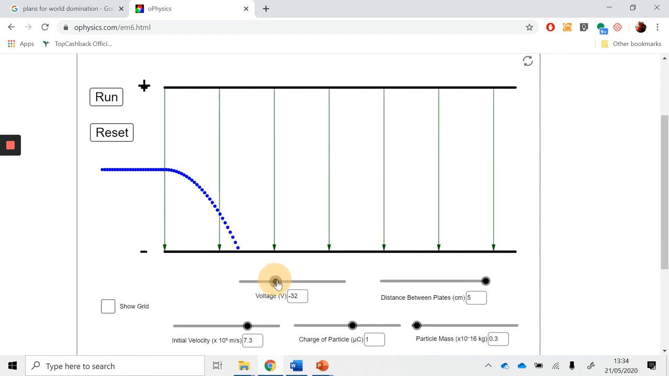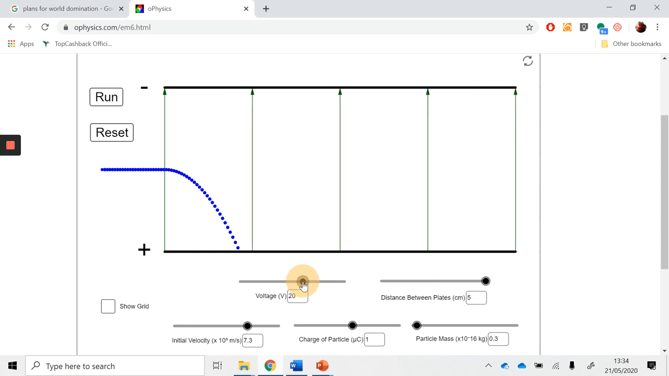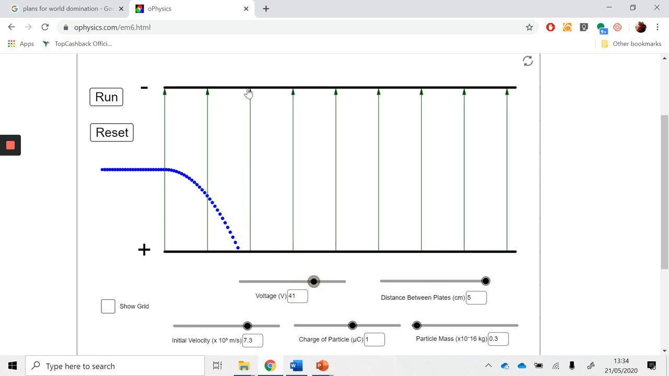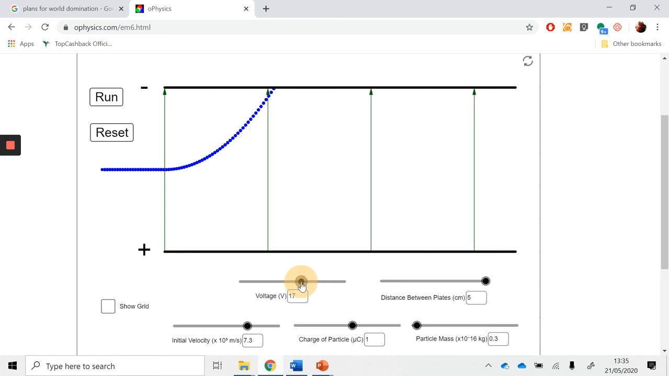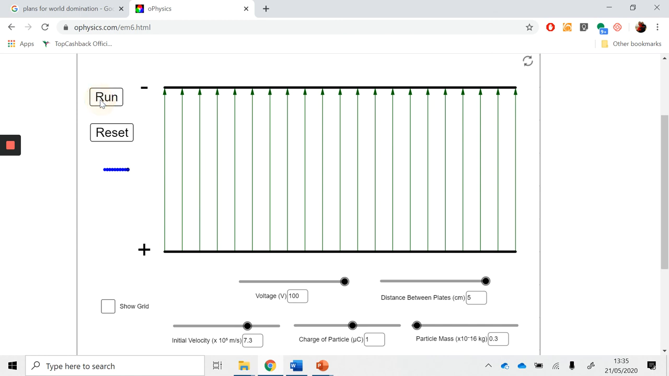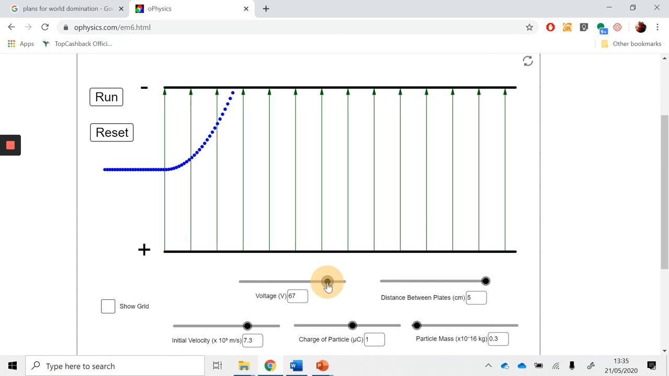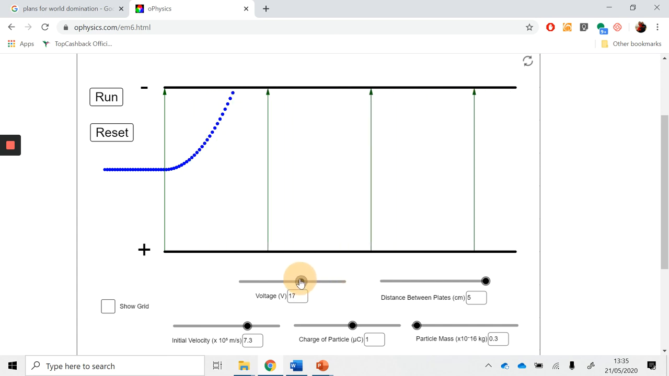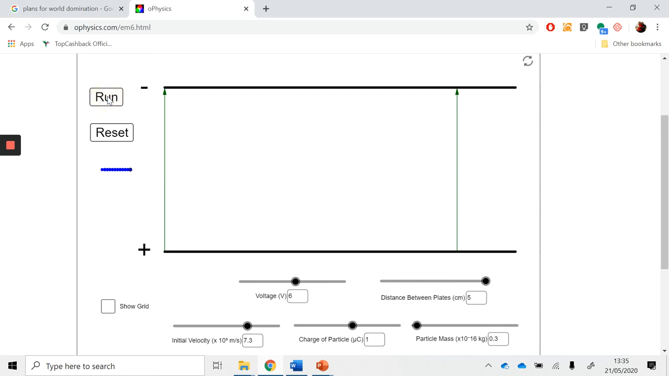Also, unlike gravity, I can change the direction. So now the electric field you see is pointing up the screen. So we've now got the negative on top and the positive on the bottom. And it'll accelerate in that direction. Okay, if I make the electric field even stronger, I can reduce the distance it travels horizontally. Now, just for the next bit, I'm going to make the field smaller. So let me just quickly check, yeah, that will do nicely.